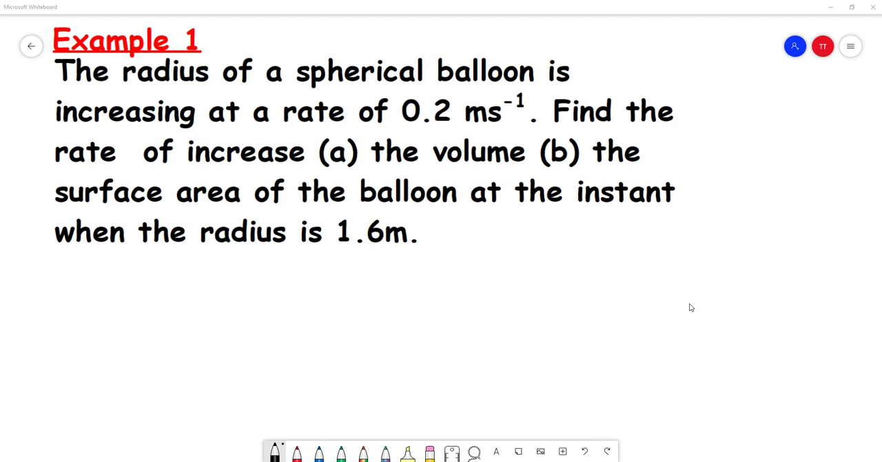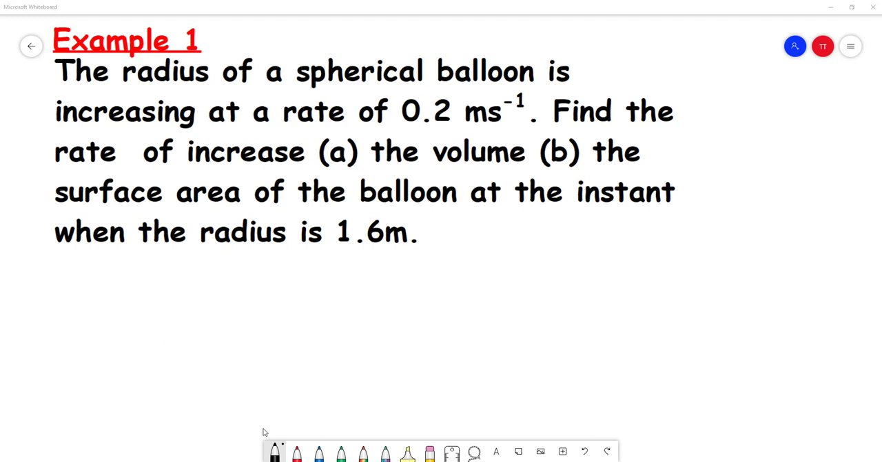The radius of a spherical balloon is increasing at a rate of 0.2 meters per second. Find the rate of increase of the volume, and part B, the surface area of the balloon at the instant when the radius is 1.6 meters.